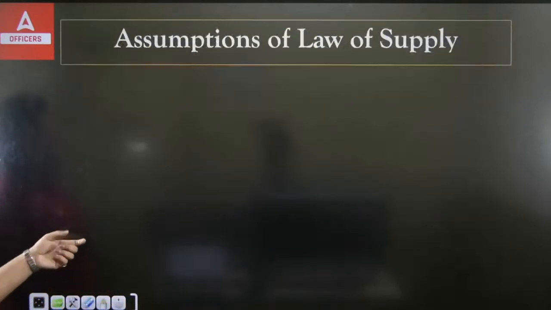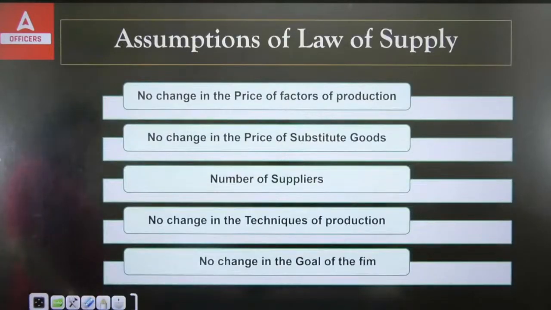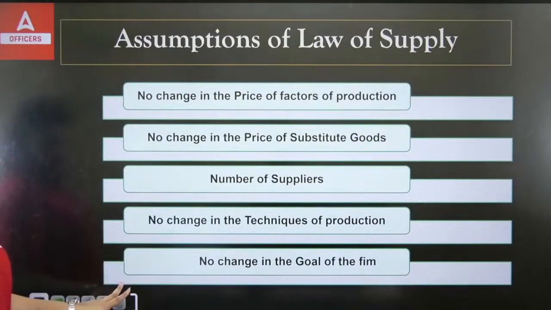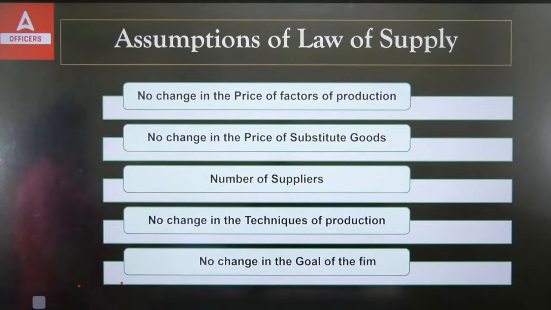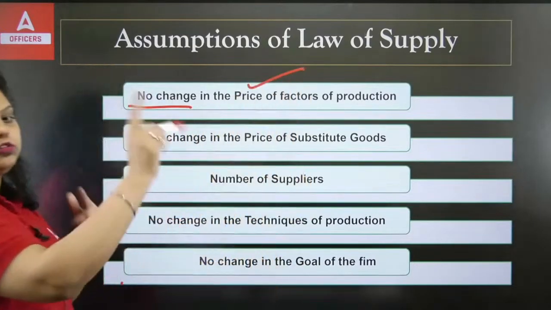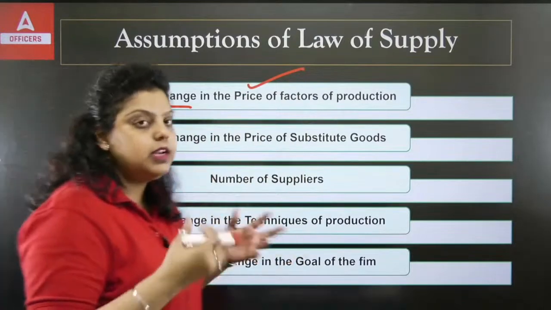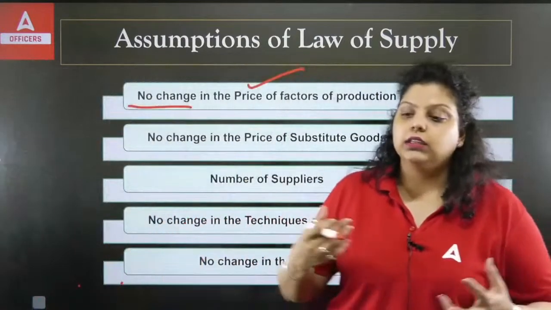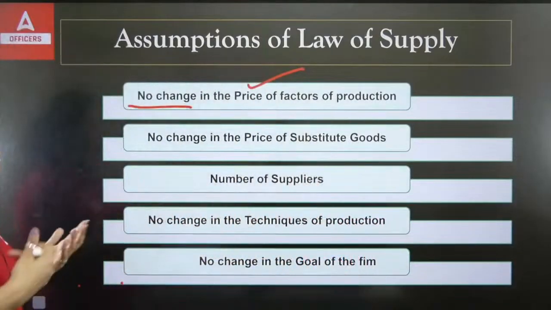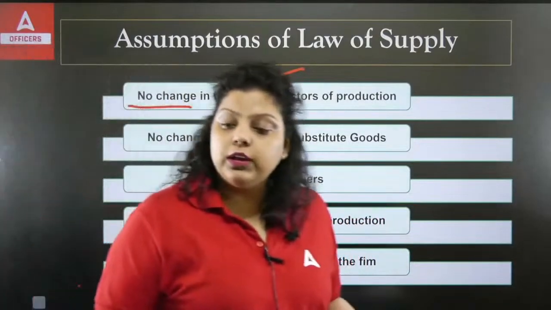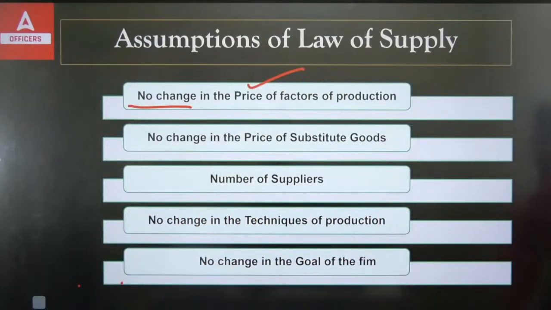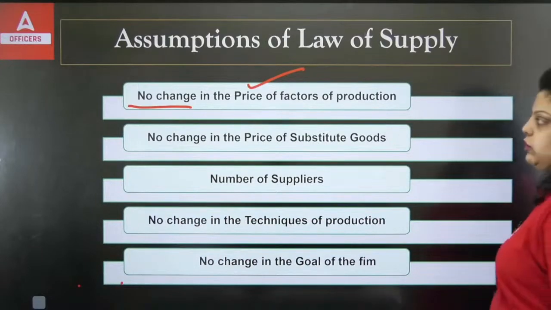Now you can see the assumption. The assumption says that nothing is going to change; other things will remain the same. What other things? There should be no change in the price of the factors of production. Factors of production means intermediate goods, the raw material, the primary goods. Their price should not change. If their price changes, obviously your costing will increase, and when your costing increases, your price will increase accordingly. So there should be no change.